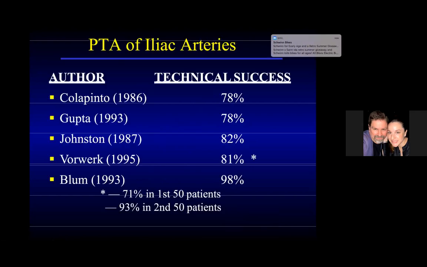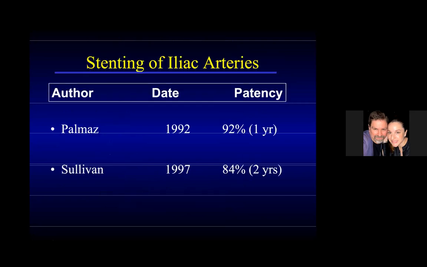All right, so PTA of iliac arteries. And here we go, technical success from the different authors compared to an aortofemoral bypass or aortoiliac bypass. You've got 5 different authors, and everybody's technical success is pretty good, 78%, 82, 81, and then Bloom in 1993 had a 98% success rate. So it is feasible to do an endovascular surgery and have success.